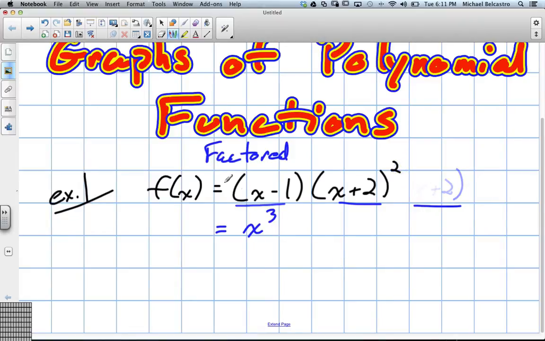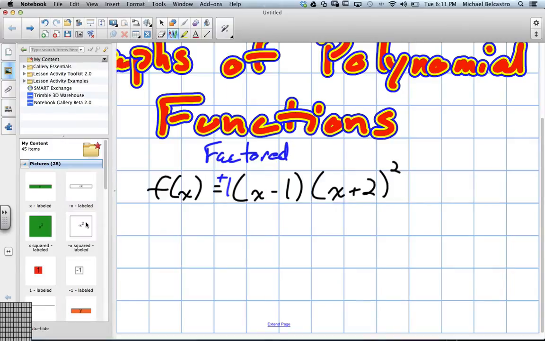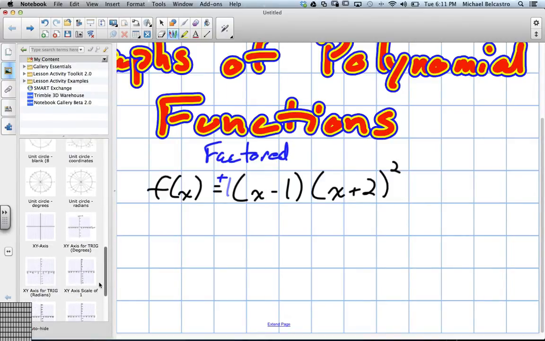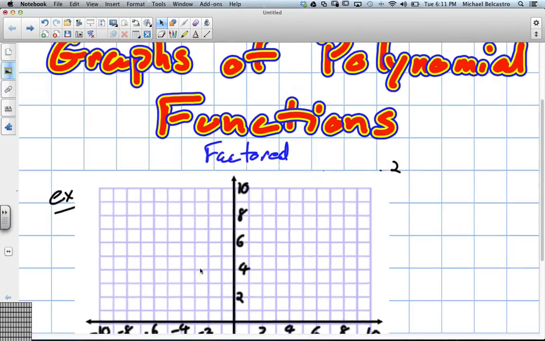And the a value, or the value in front, assuming that the x's are all positive, which they are in this case, is technically the value of 1. But what's important is it's positive. So we want to know a couple things about these types of functions. So let's put a quick graph up here.